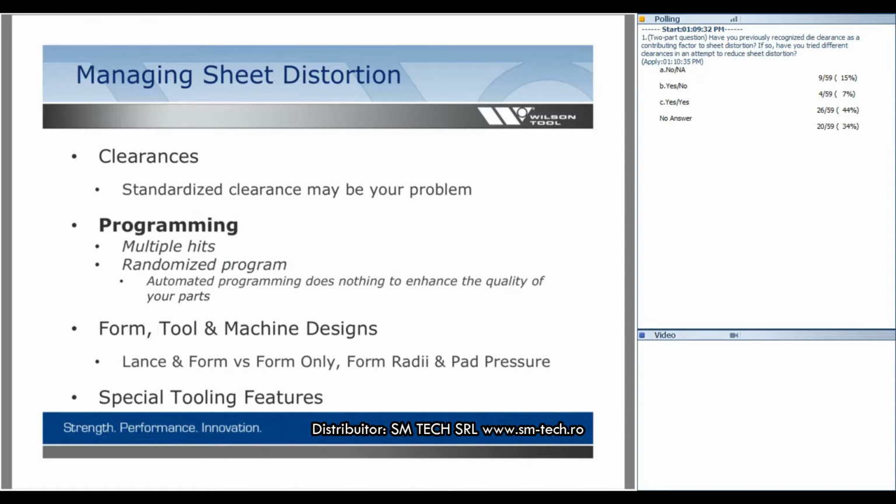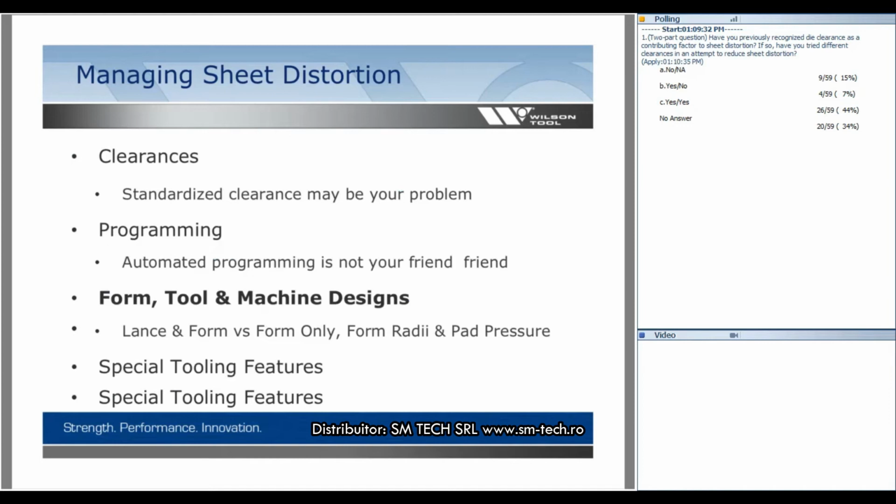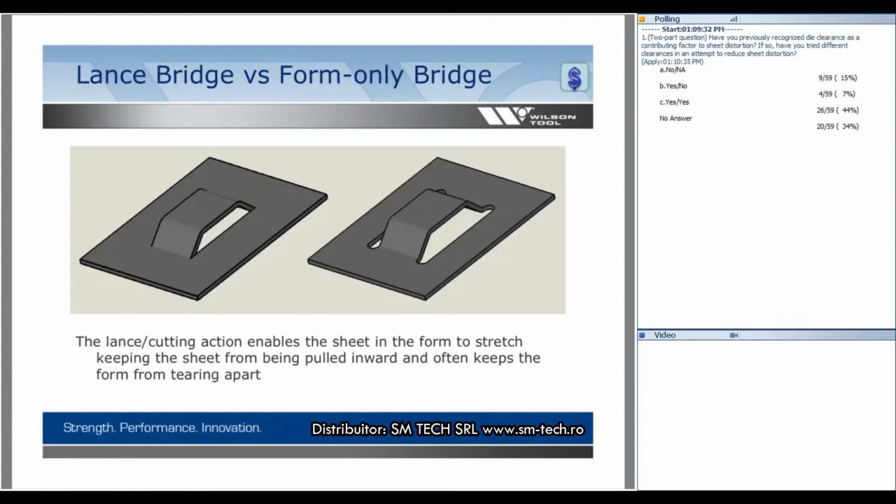So programming, multiple hits can help you. Don't try to get the part out of the machine too fast. And then if you can work at randomizing your program, that'd be phenomenal, because the automated programs not only ignore what can happen with sheet distortion, they don't do anything for your tool life either. Now we're going to talk about some forms, the tools, and then the machine designs.